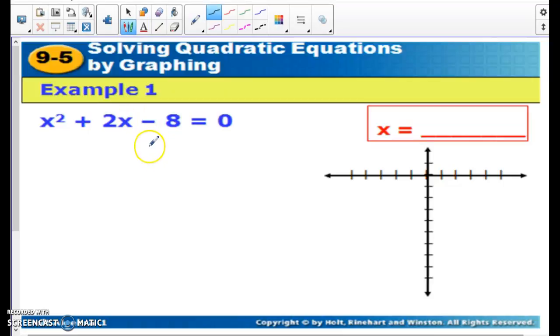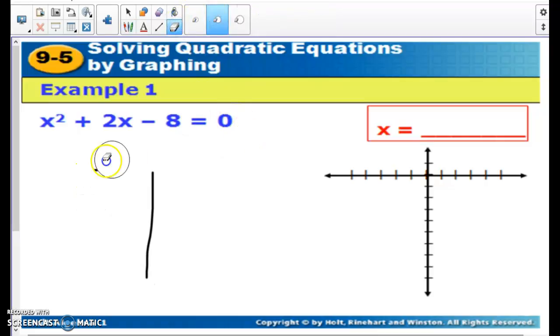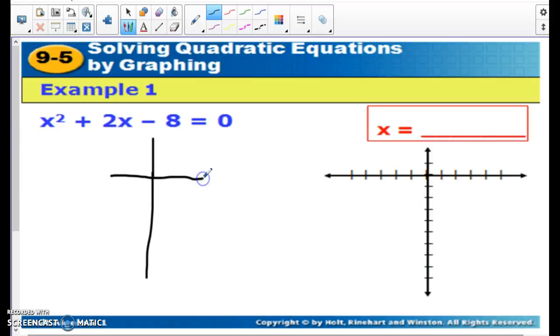So if I found a problem like this, x squared plus 2x minus 8 equals 0, I'm trying to figure out where my zeros are going to be in this graph. So first I need to find my axis of symmetry. Remember, I'm going to be doing -b over 2a. So I have -b, so it's going to be a -2 all over 2 times 1. So I'm going to have -2 over +2, which is going to give me a -1 for my axis of symmetry. And then I can find my vertex.